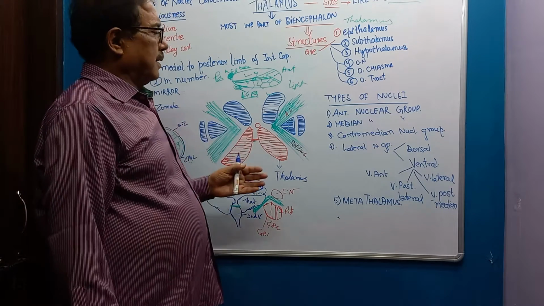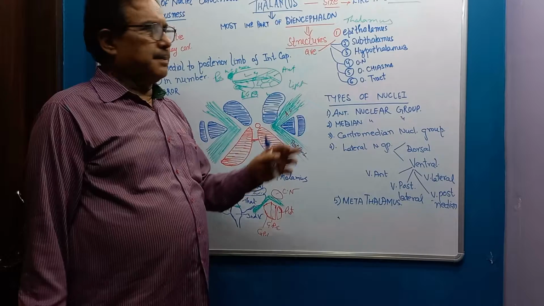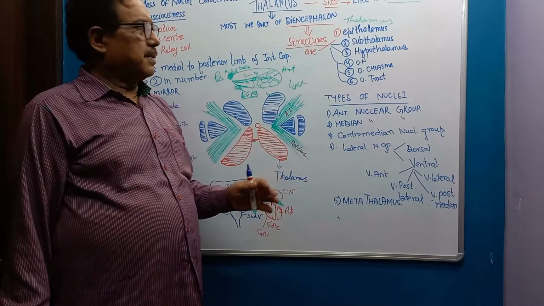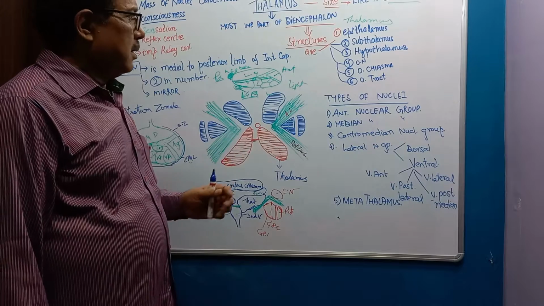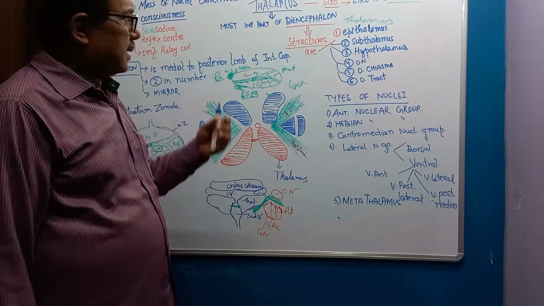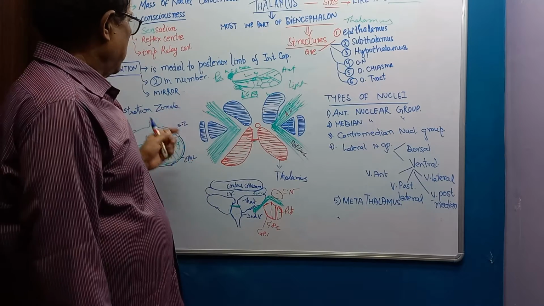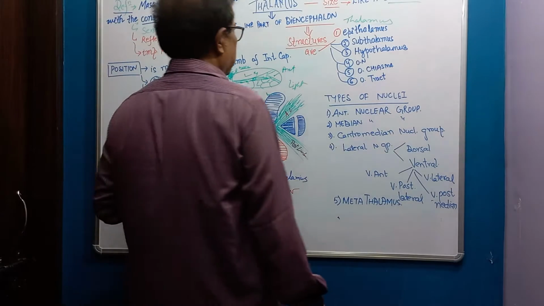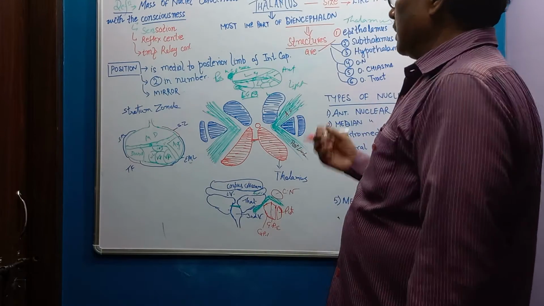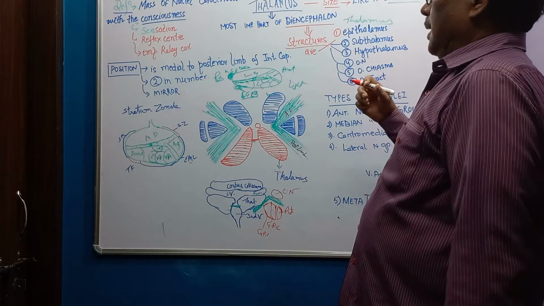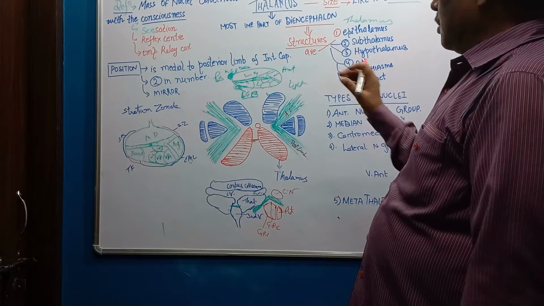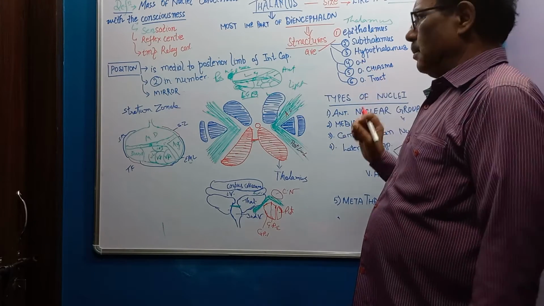Other parts developed from the diencephalon are the epithalamus, subthalamus, hypothalamus, optic nerve, optic chiasma, and optic tracts. The thalamus is a mass of nuclei and its size is very small, like a small egg. This is about the introduction of the thalamus.